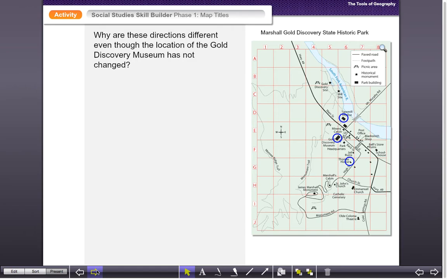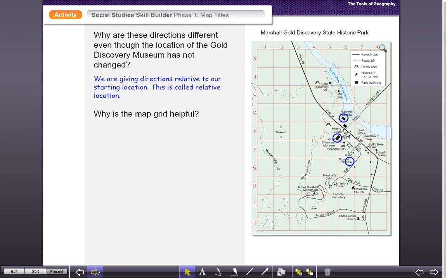Now, why are these directions different even though the location of the Gold Discovery Museum hasn't changed? You're going from one place to another, all headed to the Gold Discovery Museum. So why are they different? Well, we're given directions relative to our starting location. This is called relative location. Because the starting spots were in different areas, the directions are going to be different, although the endpoint is ultimately going to remain the same.